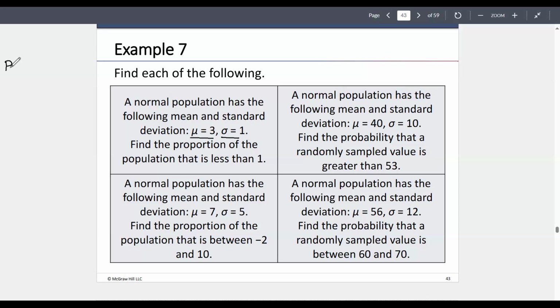But if we put this in our calculator, what we're going to do is normal CDF. And you are going to have in there, because we're looking less than, it's going to be the -1 followed by as many zeros as we can. Then we're going to upper bound it at 1. Then my standard deviation is... and my mean is 3 and my standard deviation is 1.